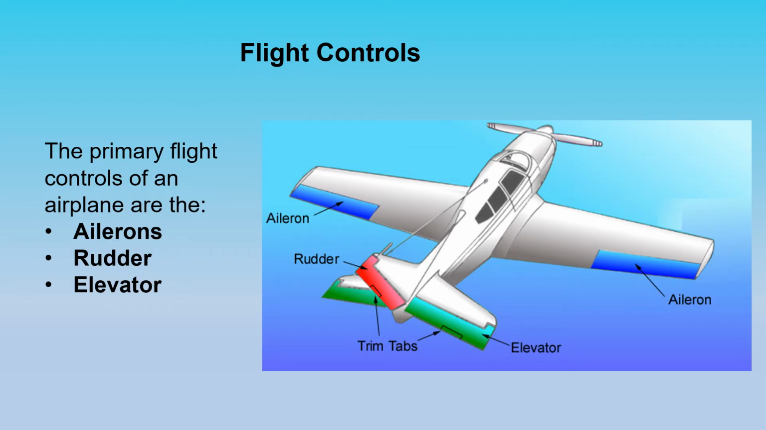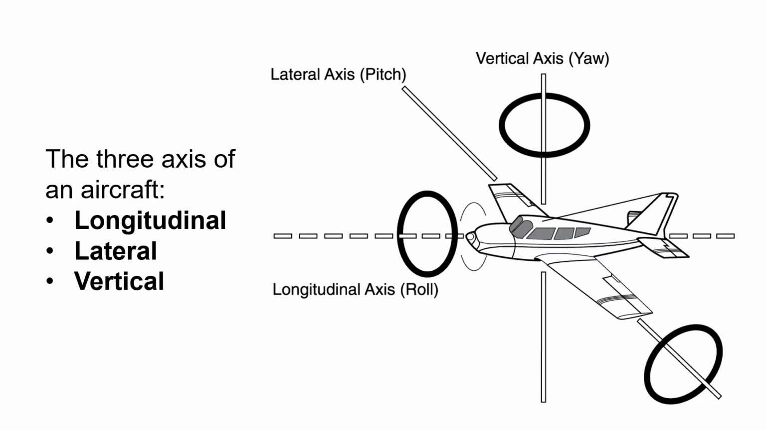The primary flight controls of an aircraft are the ailerons, rudder, and the elevator. The three axes of an aircraft are the longitudinal, lateral, and vertical axis. The ailerons cause the airplane to roll about the longitudinal axis. The elevators cause the aircraft to pitch up or down about the lateral axis. And the rudder pedals cause the aircraft to yaw left or right about the vertical axis.